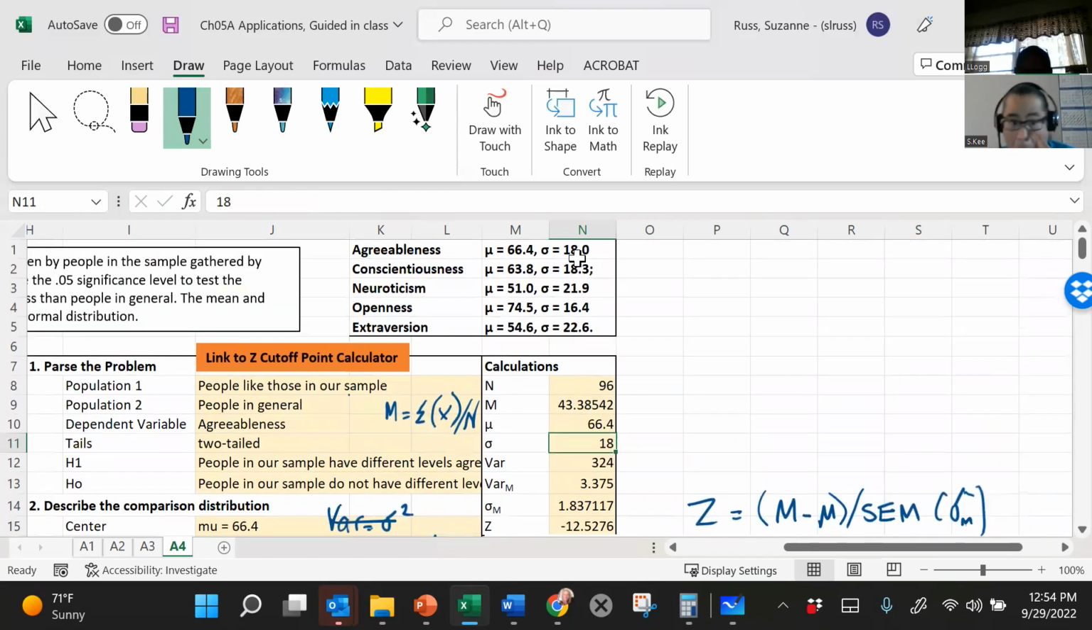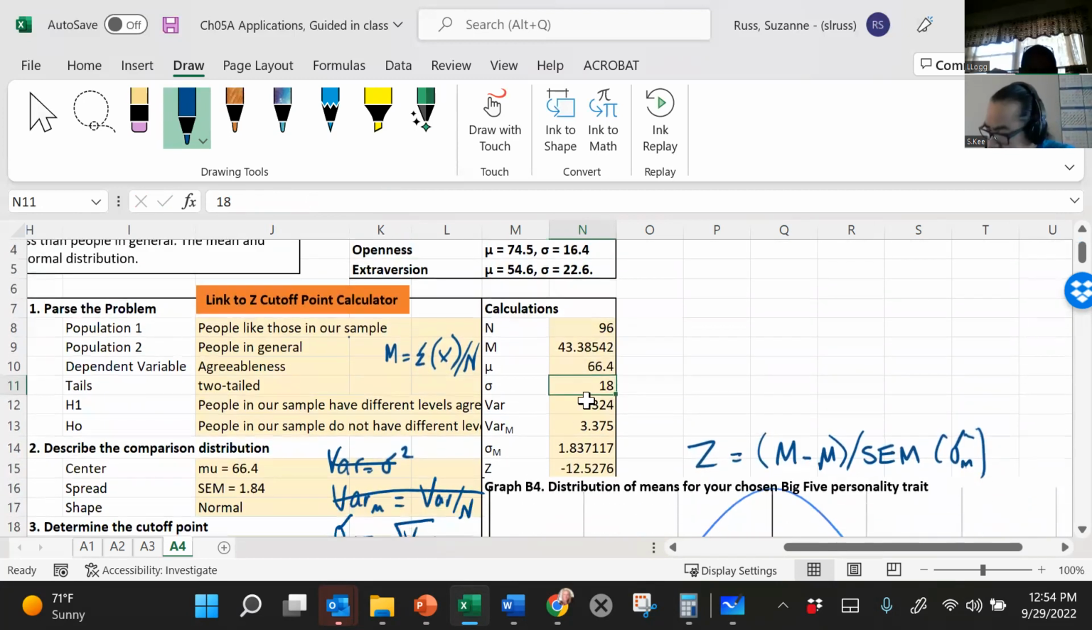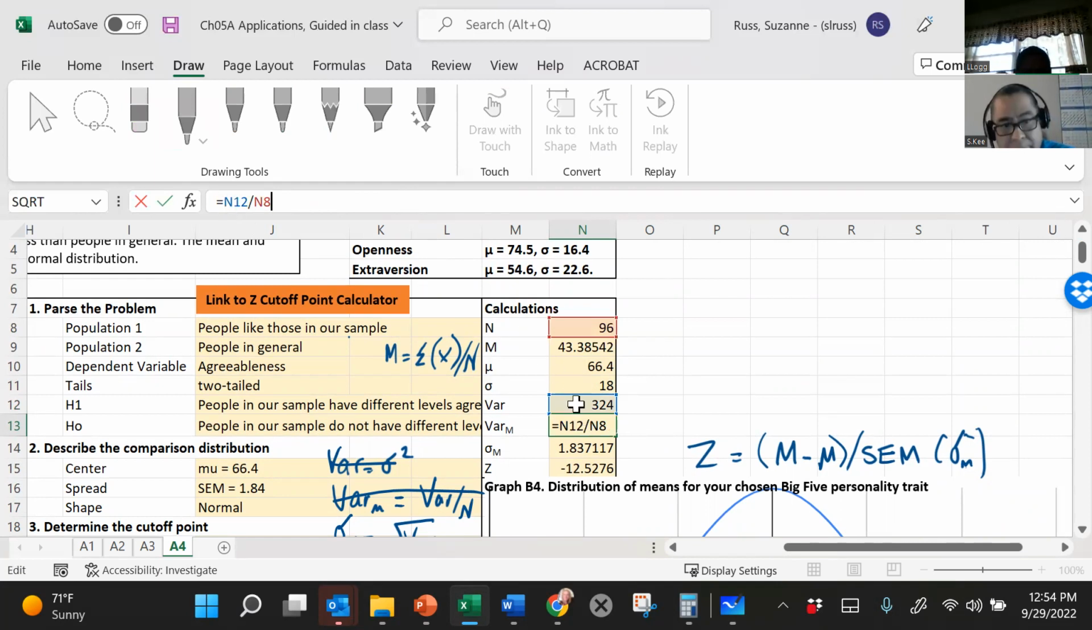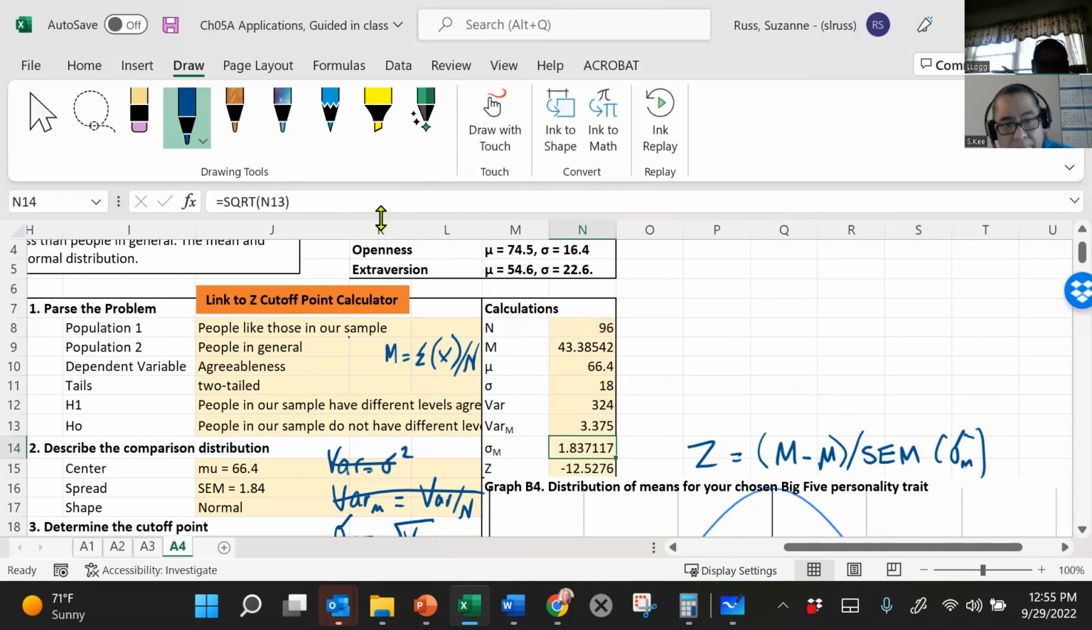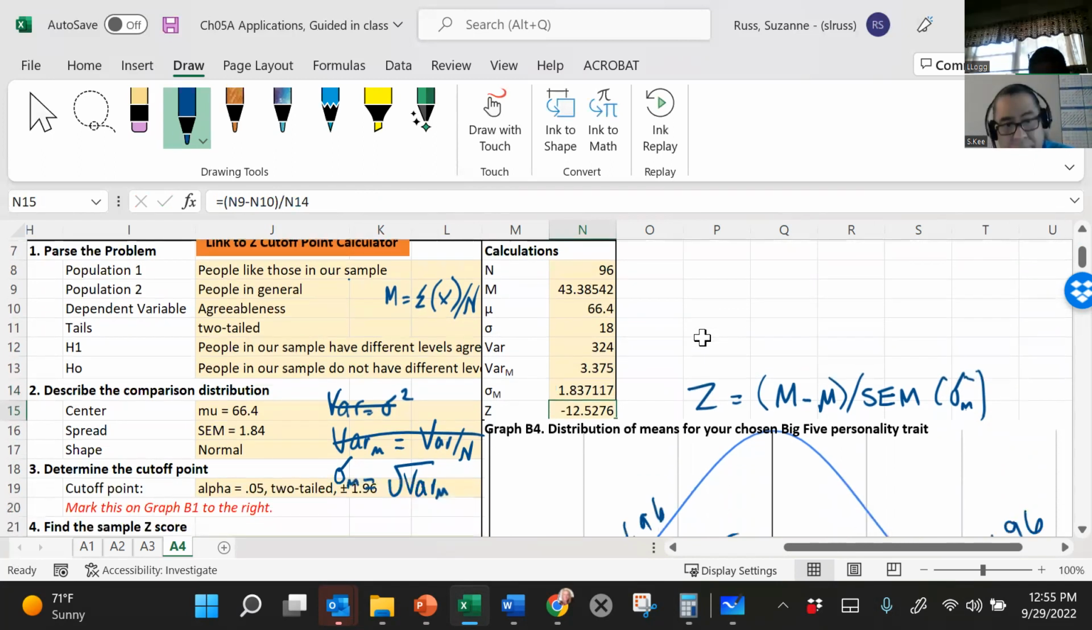I wrote this down correctly, 18. Did I correctly calculate variance? 18 squared, I did. Did I correctly divide by n? It looks like n 12 is the variance. I chose that correctly. I divided by n, 96. So far, we're correct. Did I choose the right number for the square root? I did. So this Z-score of minus 12.53 is accurate.